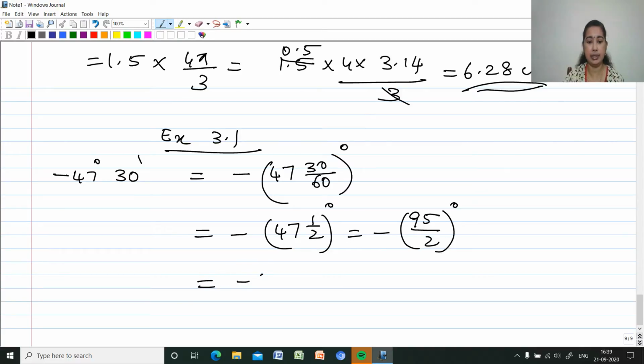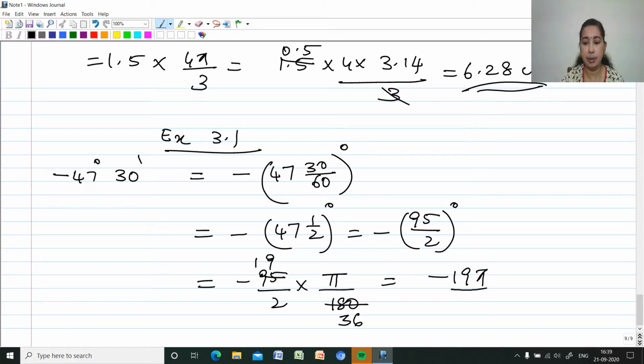And that is minus 95 by 2 into, we are converting to radian measure, so multiply by pi by 180. So here 5 here one time, then in 45 5 9s. What about here? 5 3s are 15. Remaining 30 means 5 6. So that is minus 19 pi by 72. That much radian measure.